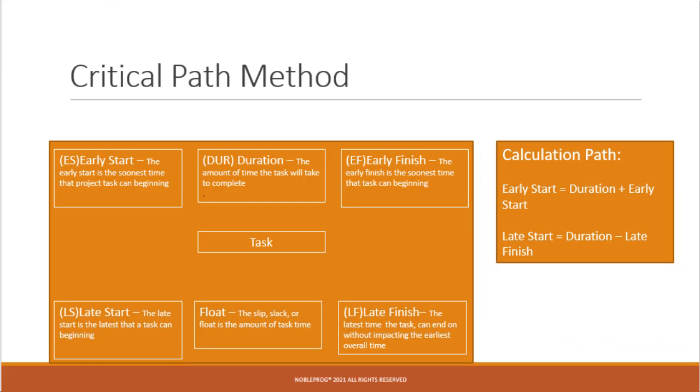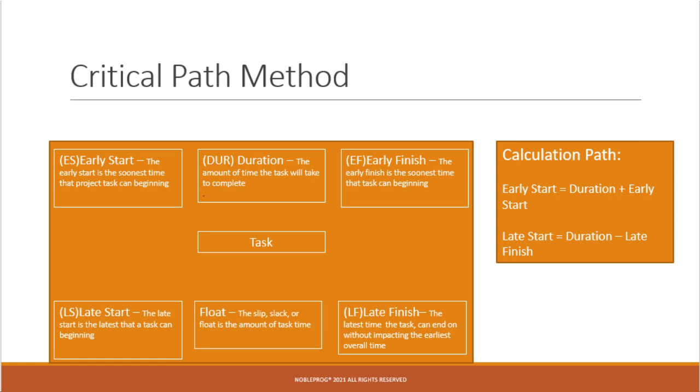The tasks, activities, or deliverables on the critical path do not necessarily have the greatest risk or most importance, but they do define the early finish state of the project. Looking at these 6 variables used in the critical path methodology, starting with the top left portion of this box, we see the early start. This is the soonest time the project task can begin.